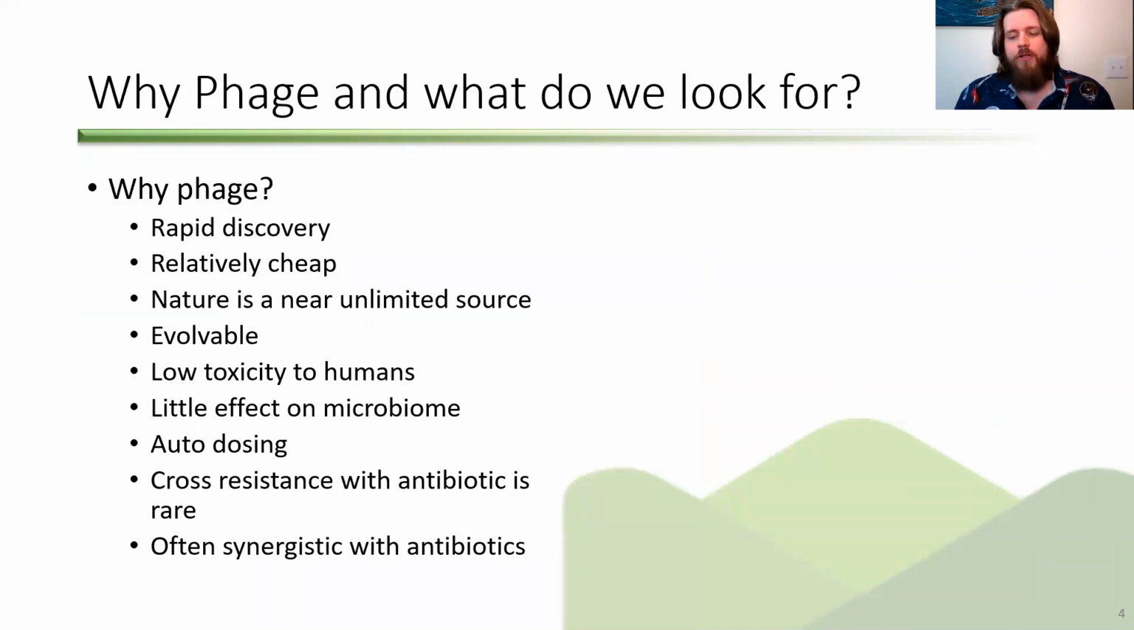So first of all, if you're here, you might already know about phages, but I always like to give a little bit of background on it first. Why do we like phages for treating antibiotic resistant infections? Well, they're easy to discover. Nature is almost an unlimited source of them. They're relatively cheap. They're evolvable, which is really important.